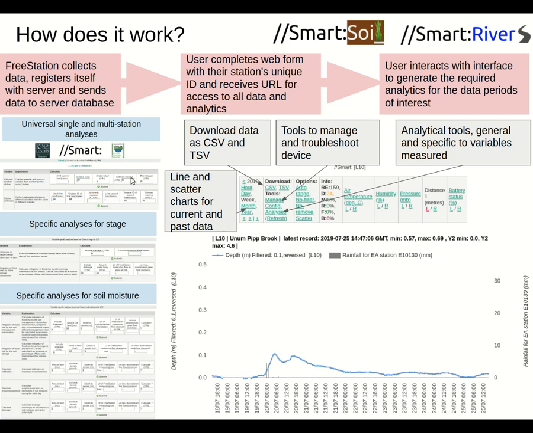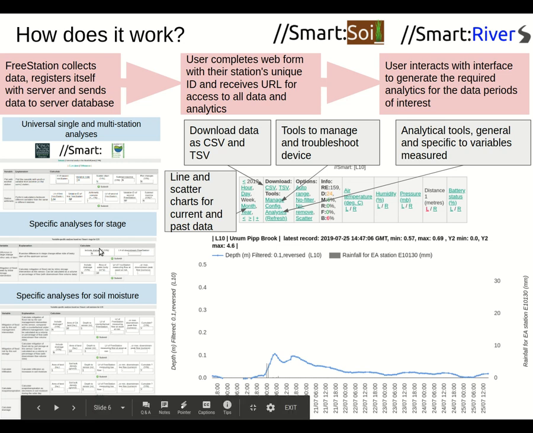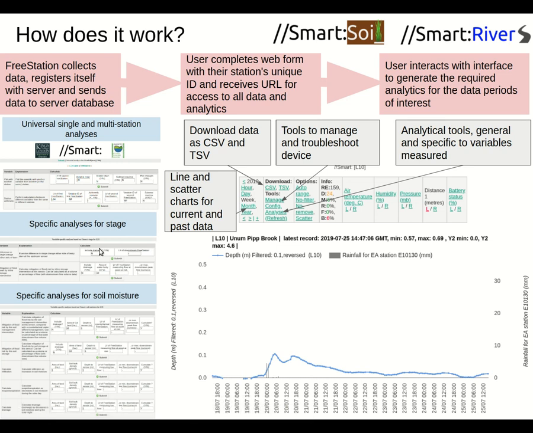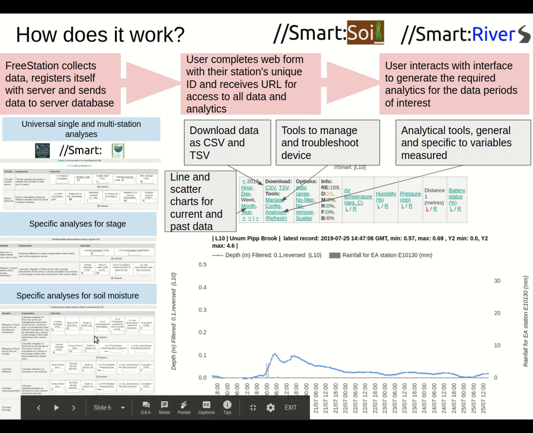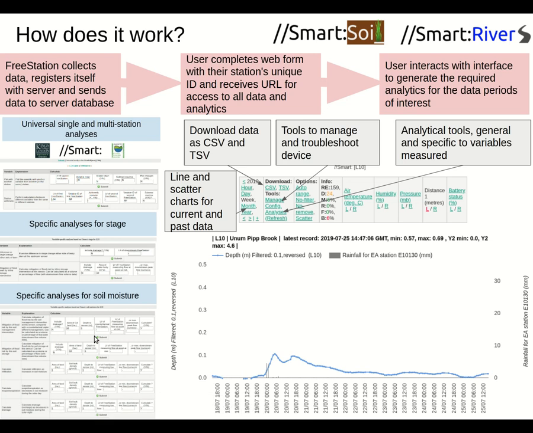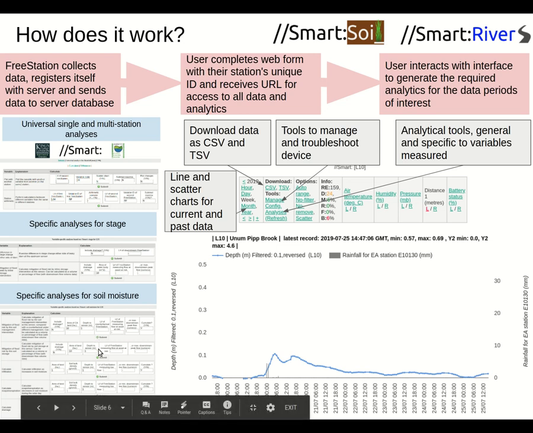The analyses are universal, so plotting variables from different stations together and comparing them, for example, or they may be specific to particular variables, so that if you have stage either side of a leaky dam, for example, then you can do specific analyses to understand the effectiveness of the leaky dam, the effectiveness of conservation agriculture or any other land management intervention if you have soil moisture sensors in the area that's intervened and in a counterfactual next door.